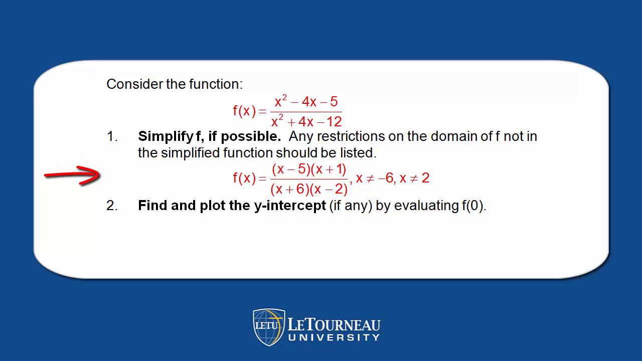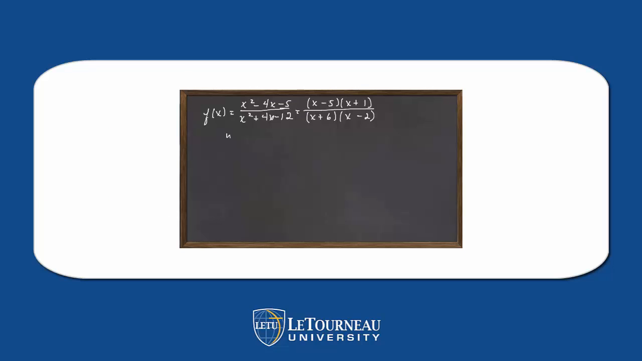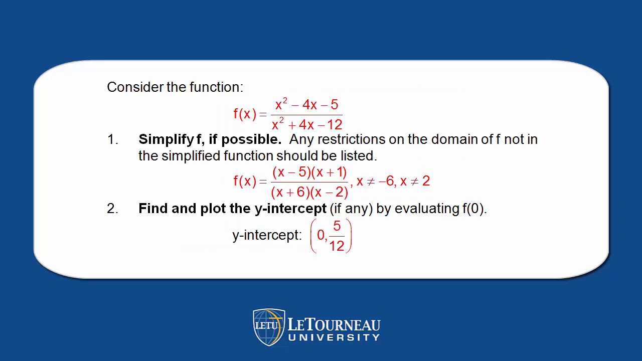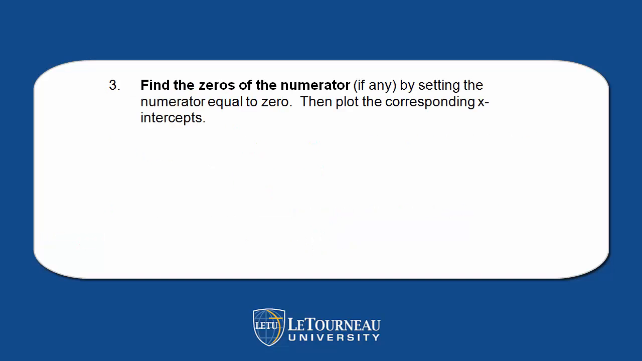Now, after we do that, we find and plot the y-intercept, if any, by evaluating f of 0. So let's go back and let x equal 0 in our f of x. And notice that when we do the proper arithmetic, we get that the y-intercept is at 5/12. All right, so we have simplified f. We've found the y-intercept. We're going to plot several of these things all together rather than doing the plotting one thing at a time. So don't forget, we're going to end up with vertical asymptotes at minus 6 and 2, and we've got the y-intercept.